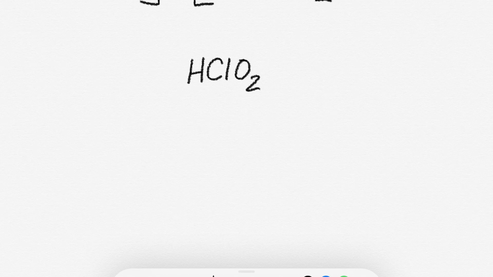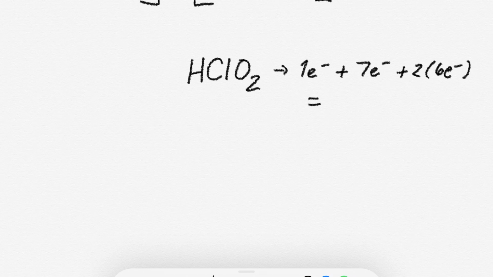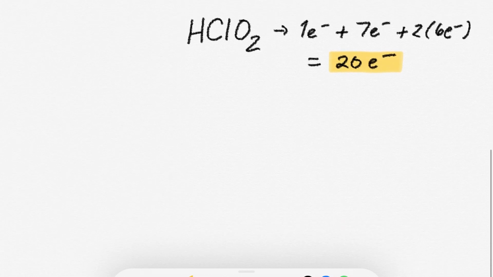Now let's take a look at chlorous acid. Chlorous acid has a total of 1 electron from the hydrogen, 7 electrons from the chlorine, and 2 times 6 electrons for each oxygen. Adding all of that together, you're going to get 20 valence electrons. All right, so just to remind everybody, that's the total number of electrons we have to work with.